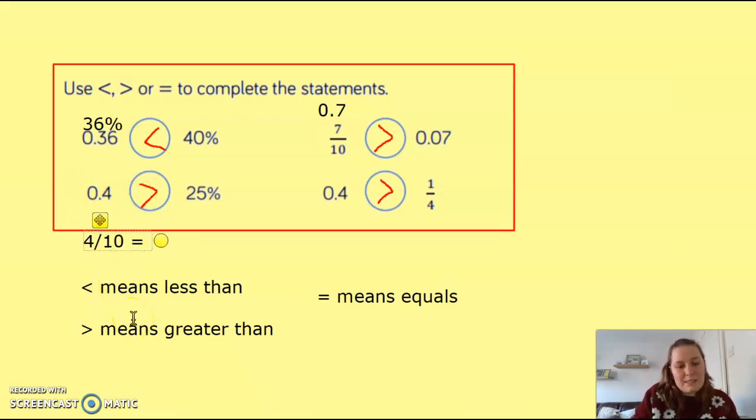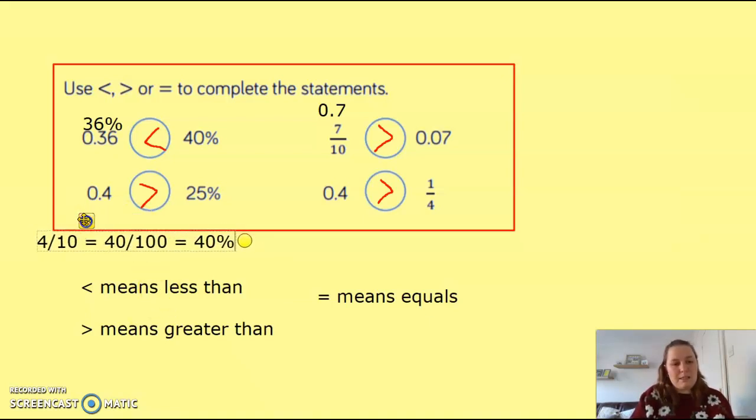And then to get it to a percentage, I'd have to make it out of 100. To go from 10 to 100, I'm timesing by 10. So 40 out of 100, so 40%. I can see 40% is greater than 25%. Okay, this one here. Now, it depends if you know that a quarter is 0.25. If you know that a quarter is 0.25, that becomes apparent immediately. Otherwise, you could have worked it out by doing your fractions.